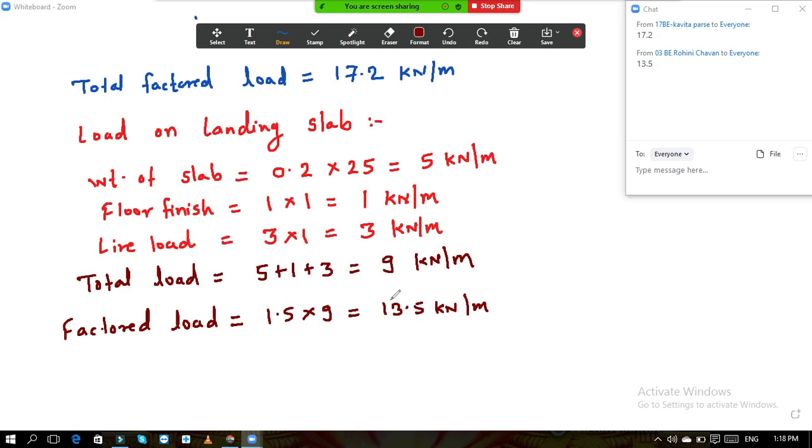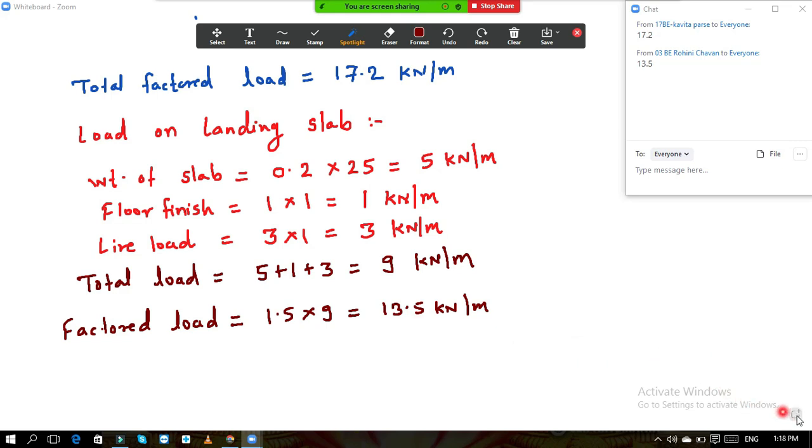So now we got the load. See, this 17.2 is the total factored load. Okay, this is for west slab. And for landing, total load is 13.5. Now we got the values of both the loads. Okay, so we will calculate the bending moment now.